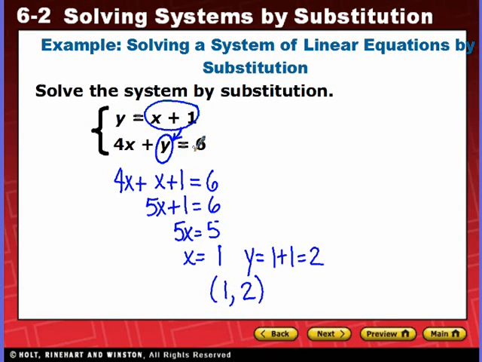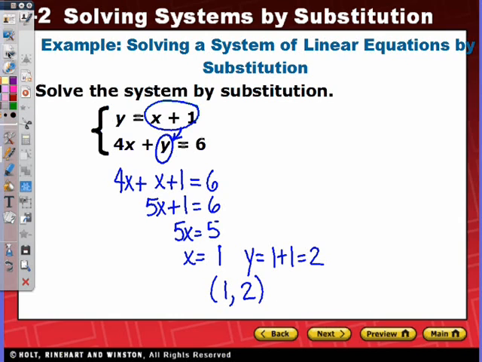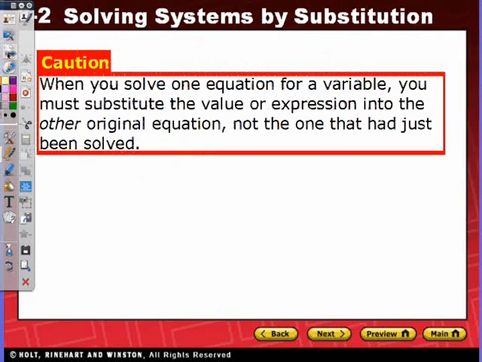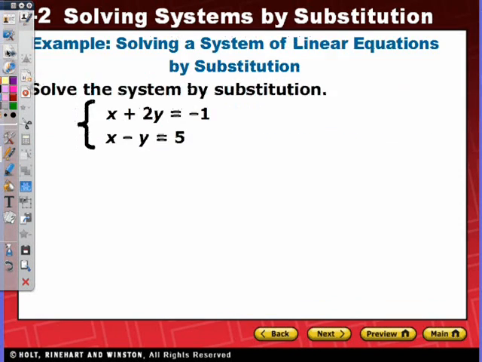Now sometimes substitution problems are a little bit more complicated when you have a coefficient. Okay, don't forget you have to put it into the second equation. All right, hold on, we're going to skip that one.